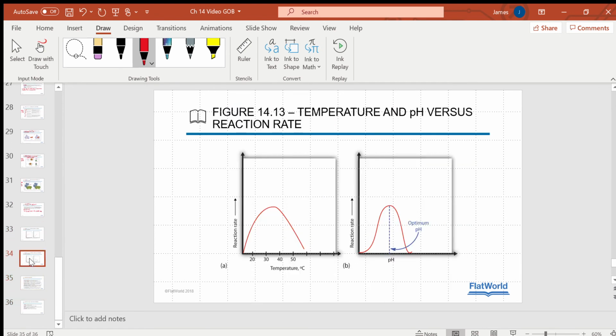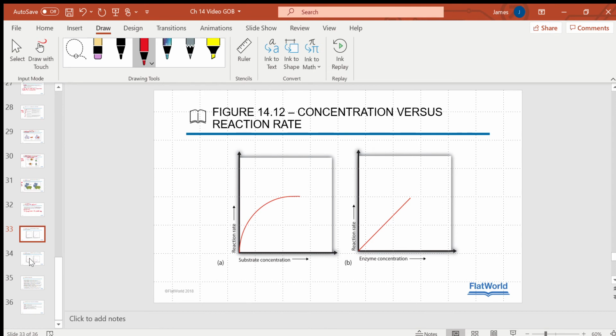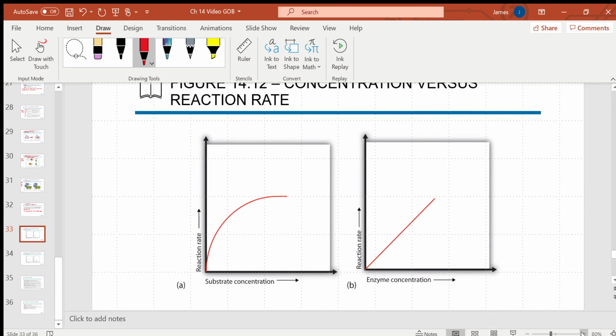There's just a few more slides, and essentially the next two are the most important ones. We can look at graphs showing what these enzyme functions might look like. So I'll make this a little bit larger. So the graph on the left, we have concentration versus reaction rate. Okay, so if we increase the substrate concentration, the enzyme is going to reach a maximum.